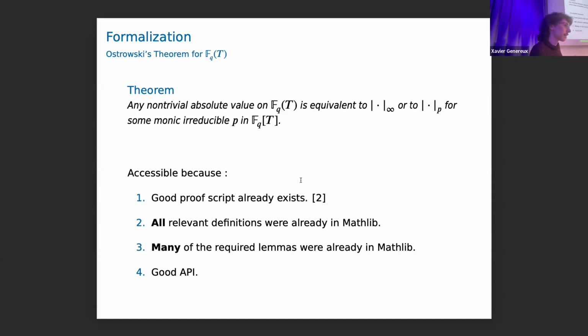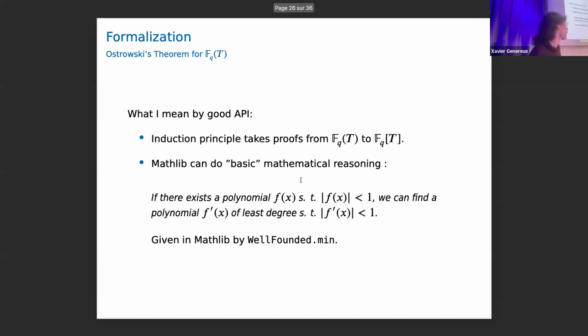Many of the required lemmas that I needed, which were cited in my proof script, were already in Mathlib, but not all of them, but they were all doable. And there's what I call good API. What I mean by good API is it was nice because some mathematical moves that you do on paper could be replicated in Lean.